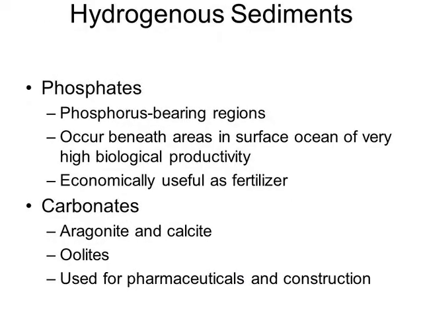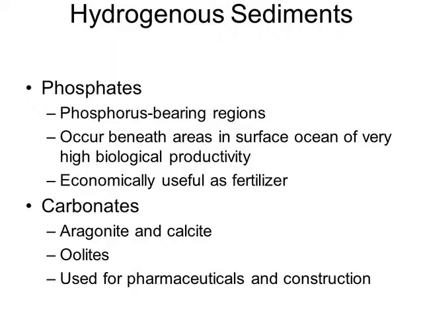Phosphates are another type of hydrogenic sediment, and that's just where you have a lot of phosphorus near the surface of the ocean that typically is generated by biological productivity. Phosphates will then precipitate out and generally are used in fertilizer.